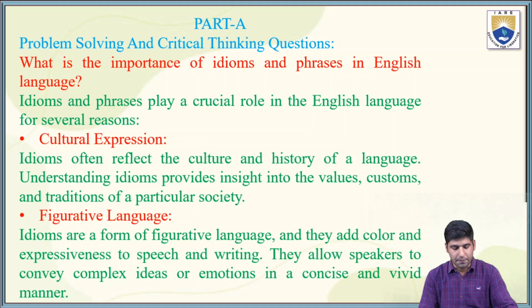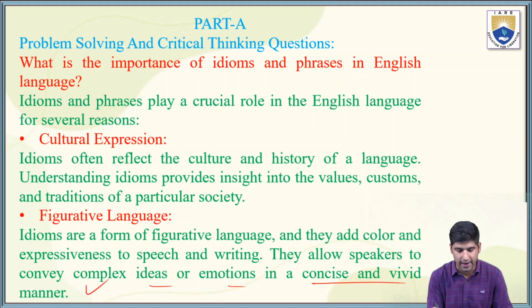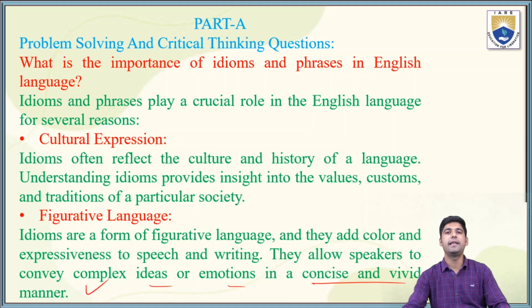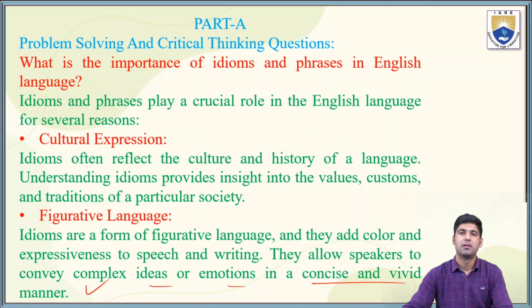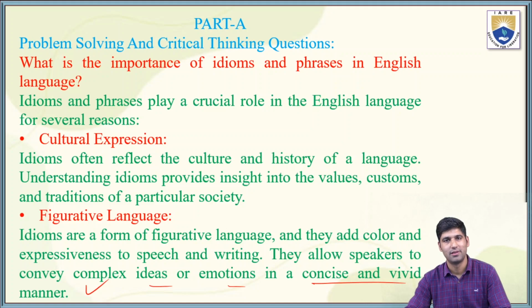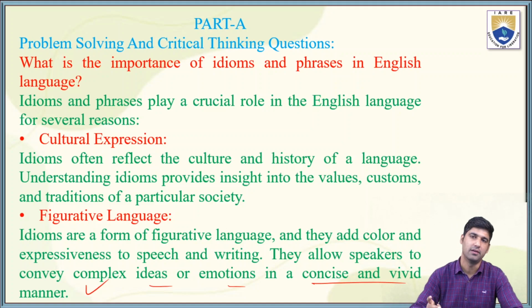Then they allow speakers to convey complex ideas or emotions in a concise and vivid manner. These idioms allow a person what? To convey complex ideas or emotions. As I told you, with the help of idioms, we can simplify ambiguous concepts. So idioms allow a person to convey complex or ambiguous ideas in a concise and vivid manner. This is the function of idioms.